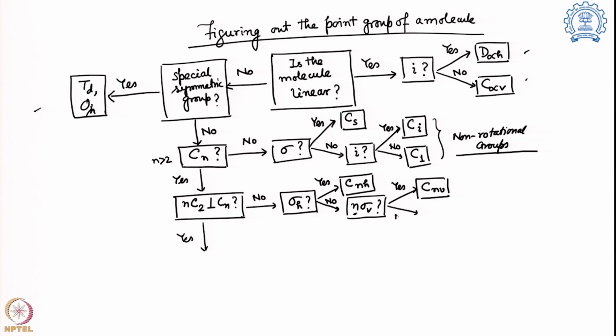If the answer is no, then it belongs to point group Cn, where I have only the Cn there but nothing else. So, that is how we can figure out or differentiate single axis rotation groups.